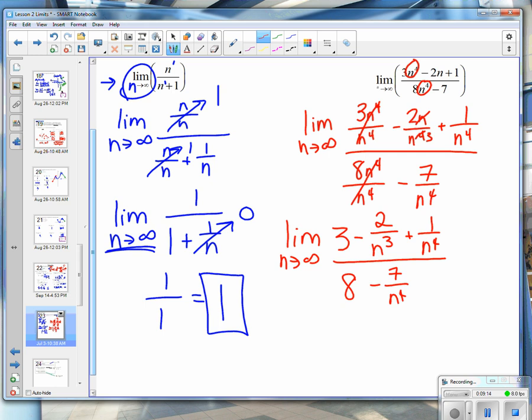Now, once we've done that first step, once we've found the highest power and we've divided everything by it, now what we can do is use the identity.